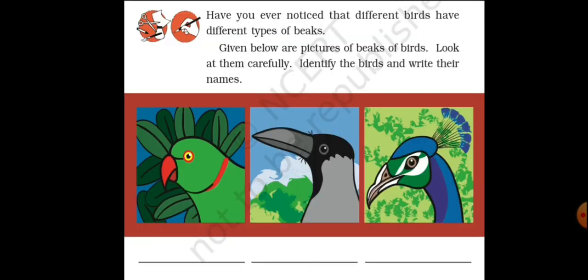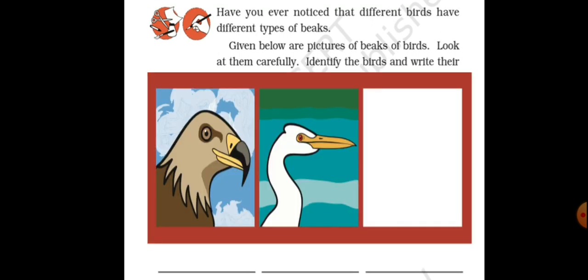Next, have you ever noticed that birds have different types of beaks? In video 1, I have shown you that birds have different types of beaks which help them to eat. Now, see the beaks here. This is a parrot, it has got a red beak. A crow, it has got a black beak. And a peacock has a little curved beak. All the beaks are different. Now, do you know the names of all these birds? Yes, the first one is a parrot, the second one is the crow, and the last one is our lovely national bird, the beautiful peacock. Correct. Let us go to the next one.